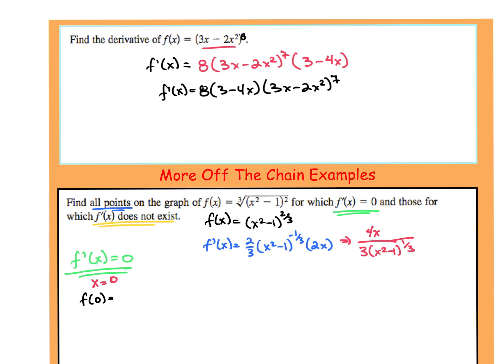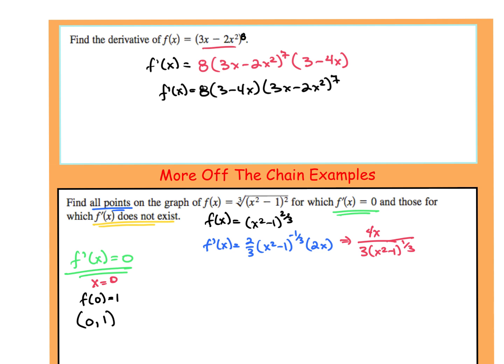And so now when we substitute in 0, I'd have 0 squared, which is 0, minus 1, which is negative 1. I square it, I get 1. I cube root it, I get 1. And so my point of horizontal tangency is (0, 1).